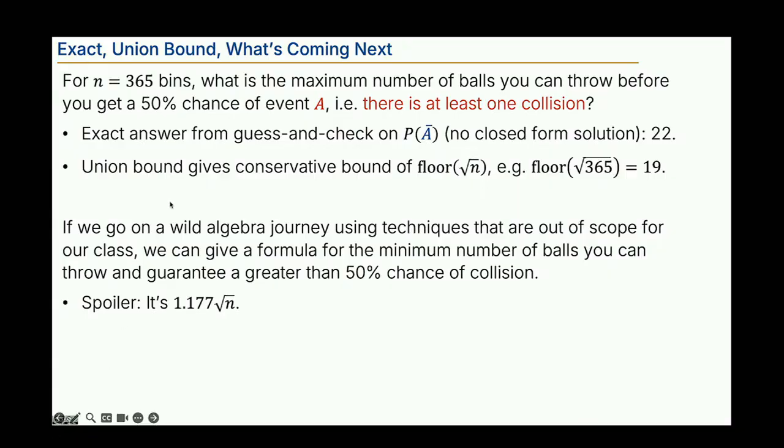The other approach was to use the union bound, and then we got this nice thing, which is just root n. The very last part of lecture, and I apologize that it's at the end of a lecture, but hey, if we go on a wild algebra journey, using a very clever trick that's out of scope for 70, we can give a formula that's better than root n, which is 1.177 root n. Okay, and why this number I'll show you in a bit. But that's the spoiler. That's what we're going to get to.